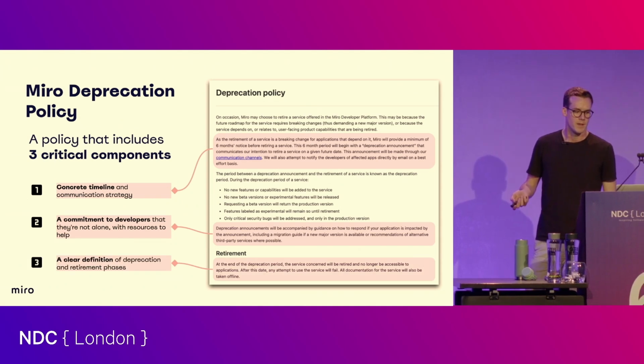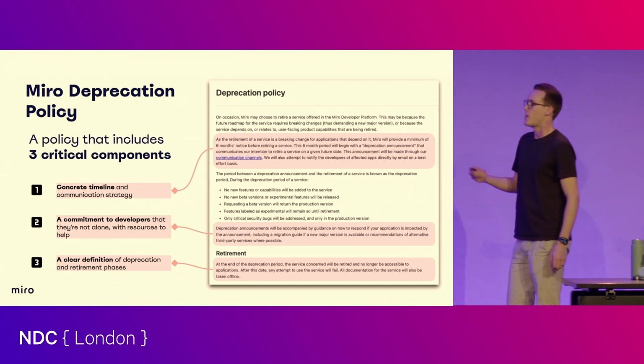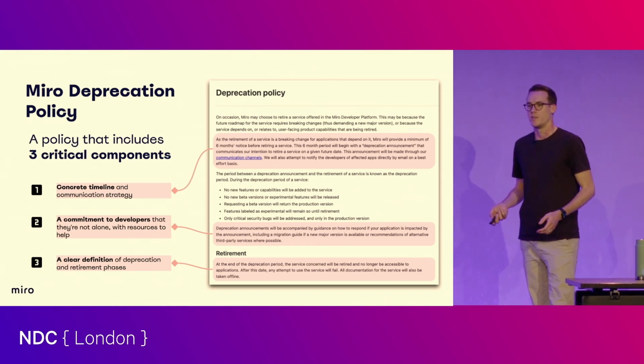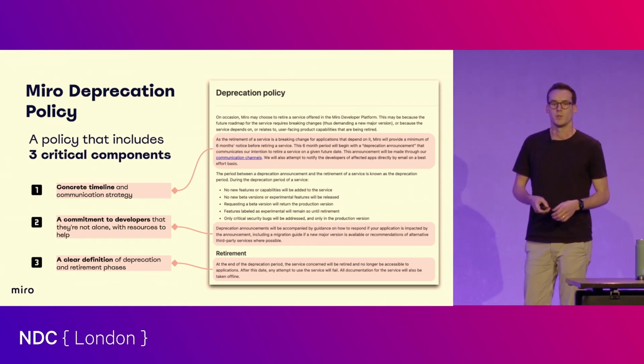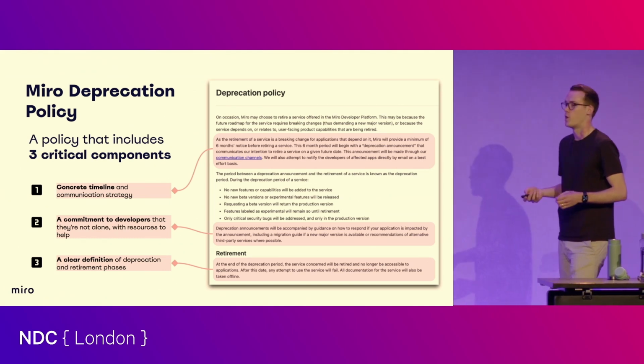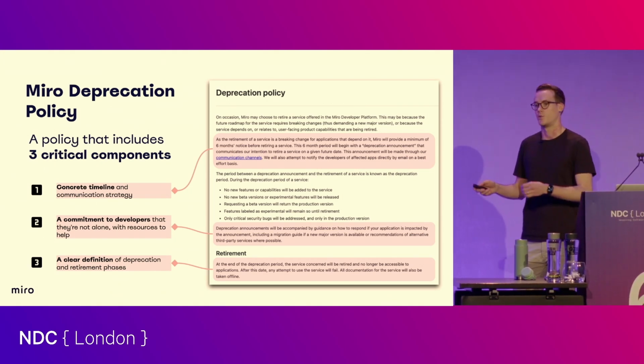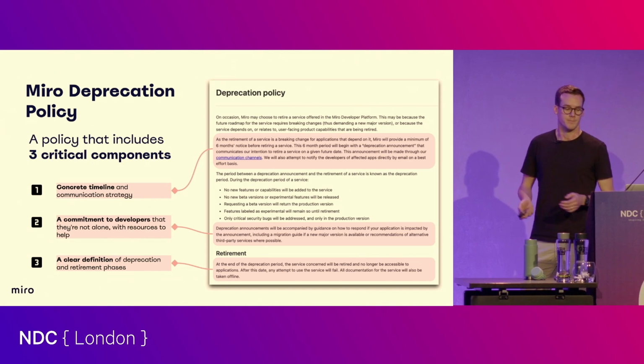And next, a clear definition of deprecation versus retirement. This goes back to what we said in the beginning, which is that you need to be clear about how you're defining these, because there's a lot of different terms out there. It should be really clear to developers or end users looking at your documentation exactly what to expect at each phase of end of life.